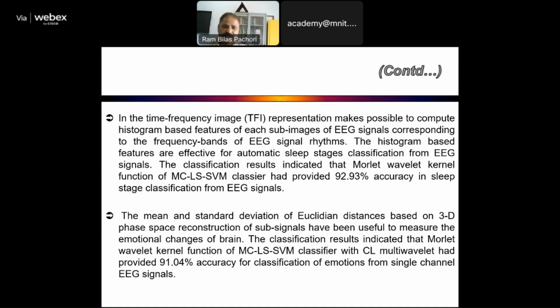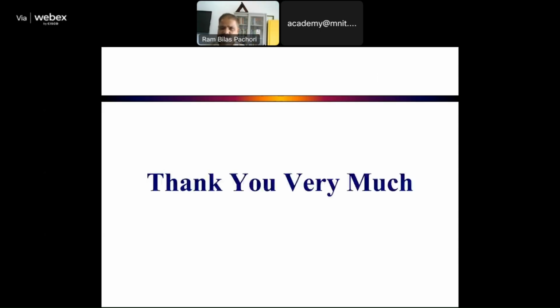The mean and standard deviation of the equivalent distance based on 3D phase space reconstruction of subsignals can be useful to measure the emotional changes of the brain. The classification results have shown that the Morlet wavelet kernel function of the multi-class support vector machine classifier with CL multiwavelet can provide 91.04% accuracy for classification of emotions from single channel EEG signals. Thank you very much. If you have any questions, please feel free to ask.